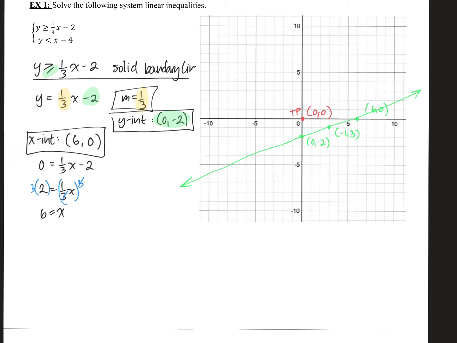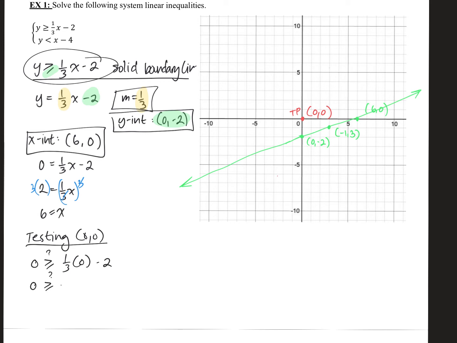So for my test point, we're going to test (0, 0). And what are we checking? Well, we're checking the original equation. Let's plug 0 in. Is 0 greater than or equal to 1/3 times 0 minus 2? So we get, is 0 greater than or equal to -2? No, it's not. Well, since this side proved to be false, we're going to shade the other side. Because if one side's false, the other side, by default, must be true.